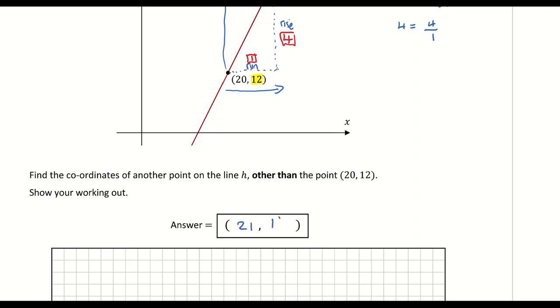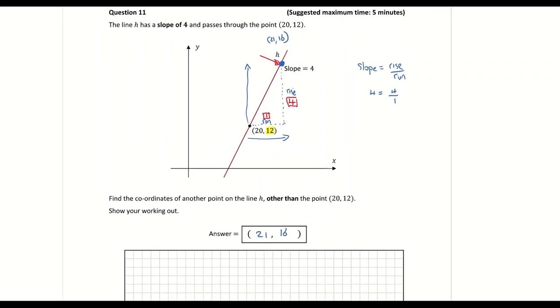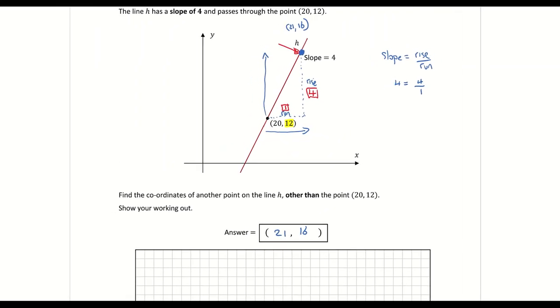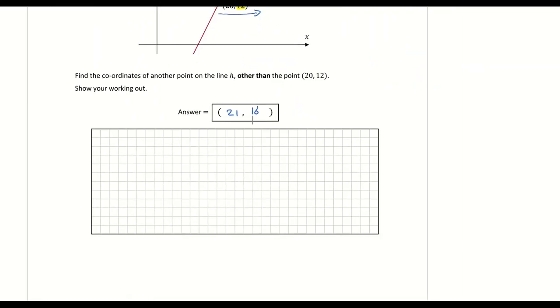Now, that way is a little bit abstract. It mightn't be the nicest way to do that question. You might prefer just to use the y minus y1 equals m times x minus x1, the equation of the line formula from the log tables. So we'll go with that method here now. So y minus y1 equals m times x minus x1. But again, nothing wrong with what I just did up above.